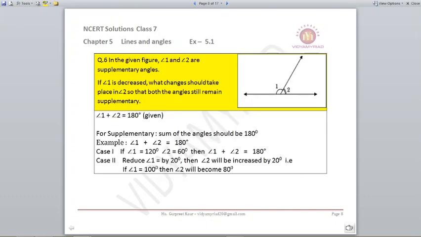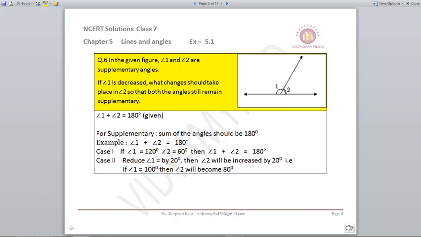Question number 6. In the given figure, angle 1 and angle 2 are supplementary angles. If angle 1 is decreased, what changes should take place in angle 2 so that both the angles still remain supplementary? Now here it is very clear that the sum of supplementary angles is 180 degrees. If you increase angle 1 by any amount of degrees, then by the same amount, angle 2 should be decreased to keep the sum at 180 degrees.